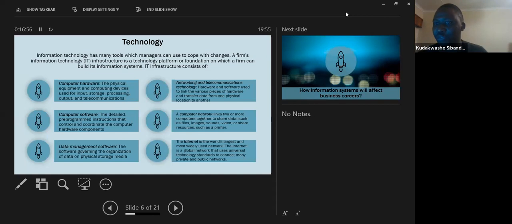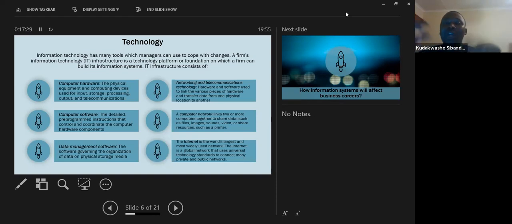The same with Facebook. If the Facebook servers are down, you won't be able to access Facebook, even if the internet is up, because it's communication of computers, right? It's communication of computers. So basically the internet is the world's largest, most widely used network. The internet is a global network that uses universal technology standards to connect many private and public networks.